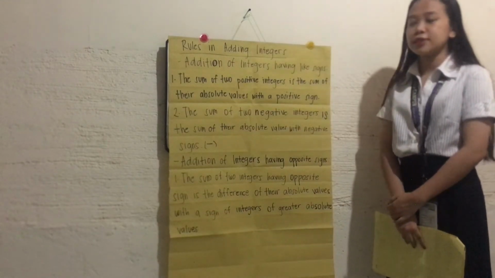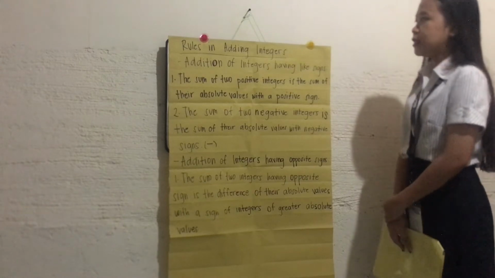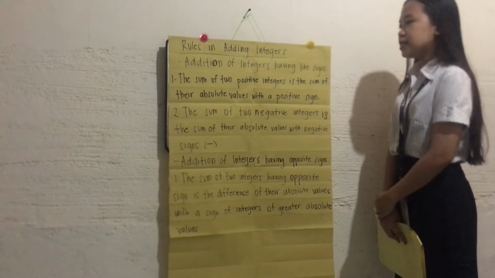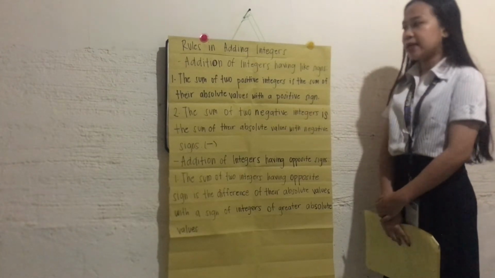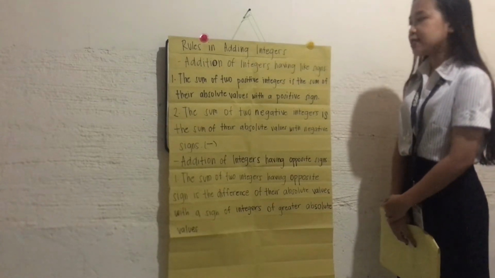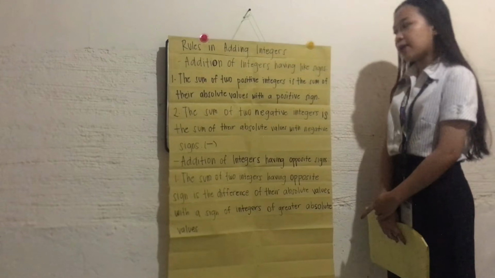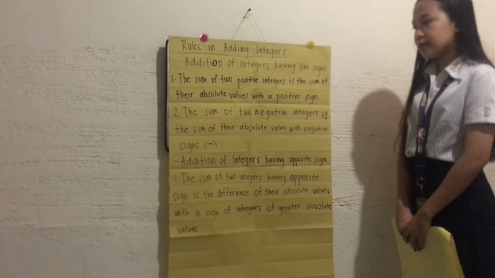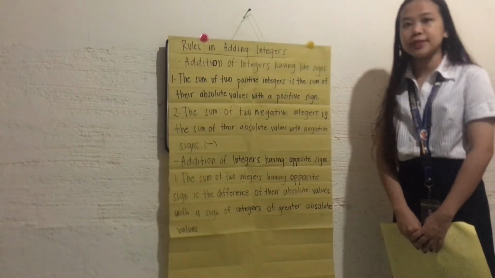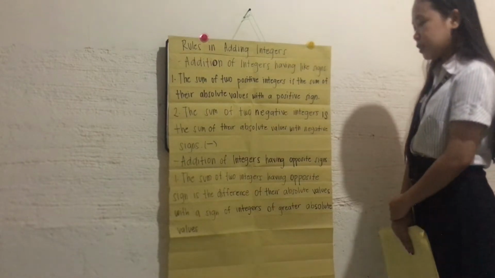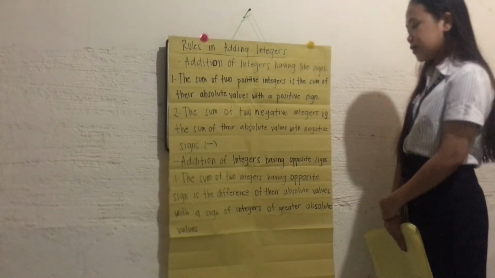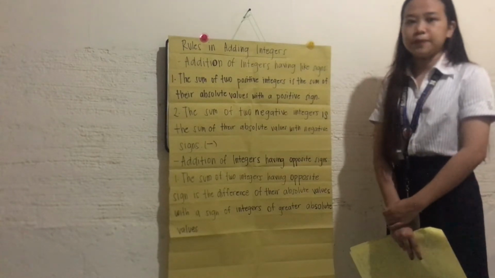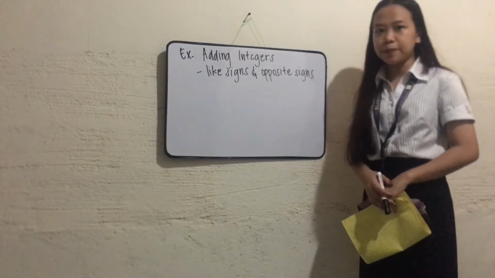So first, rules in adding integers. Addition of integers having like sign. 1. The sum of two positive integers is the sum of their absolute values with the positive sign. 2. The sum of two negative integers is the sum of their absolute values with the negative sign. Next, addition of integers having opposite sign. The sum of two integers having opposite sign is the difference of their absolute values with the sign of the integer of greater absolute value.